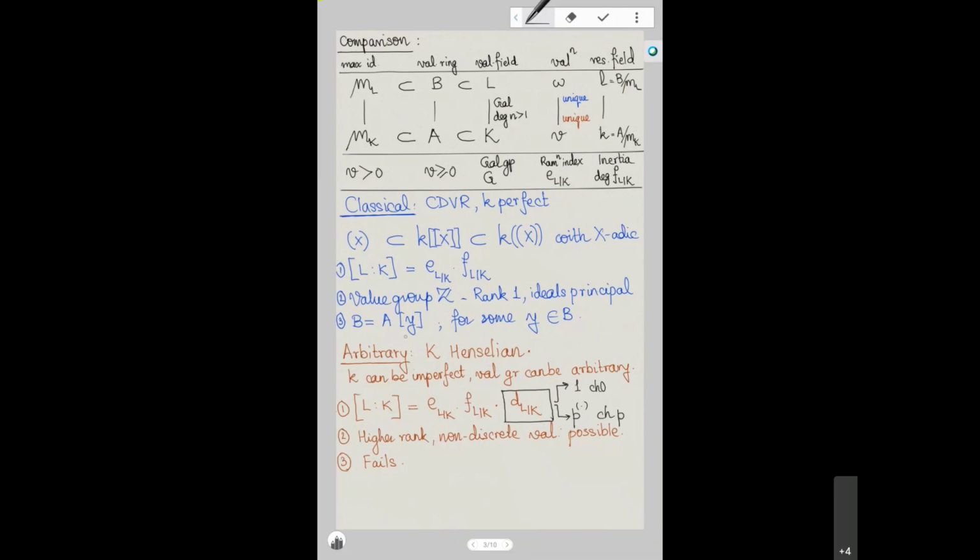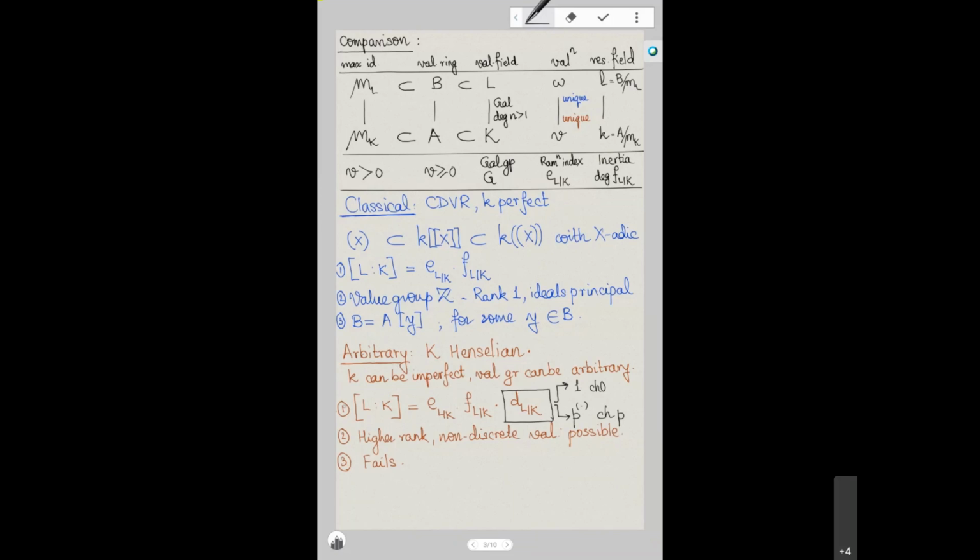So when I say arbitrary during this talk, I mean the only assumption on the valued field K is that K is Henselian. That's it. So the residue field can be imperfect. Value group can be completely arbitrary. We don't have any nice conditions like rank 1, discrete, etc.